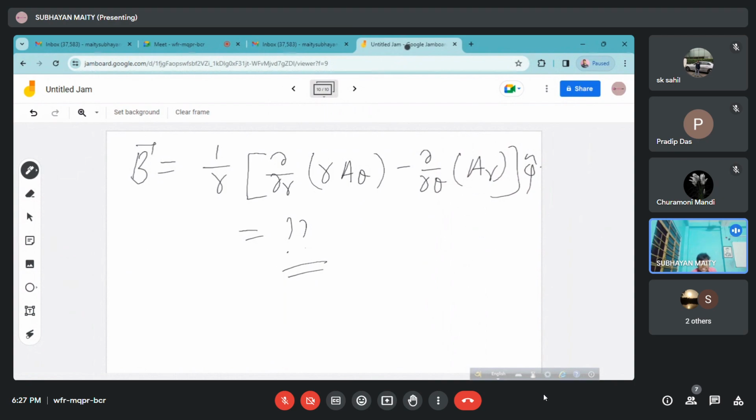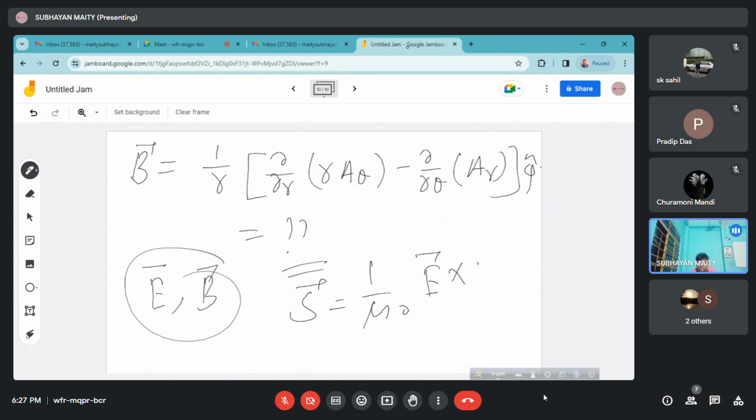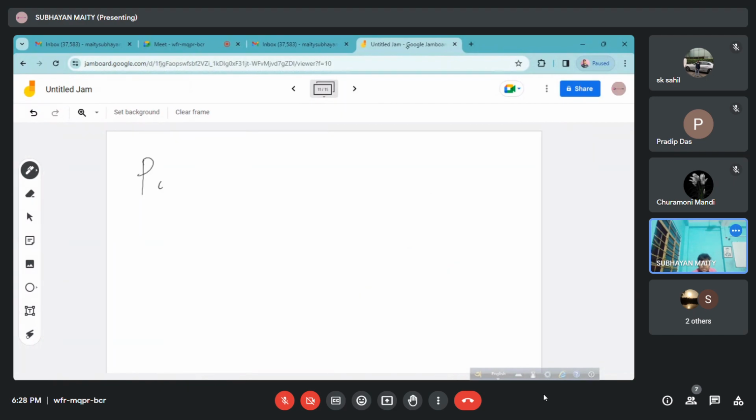ঠিক আছে, তো যদি আমি E আর B পেয়ে যাই, সেটা অলরেডি কিভাবে পেতে হবে আমি বলেছি। You can find S, S is equal to 1 by mu naught E cross B. Okay, you can find S, but this E and B will be time varying, so you have to make the time average of this, so you have to find S average, and after that you can find P, power. Average power is equal to integration S average dot n cap dA over A.